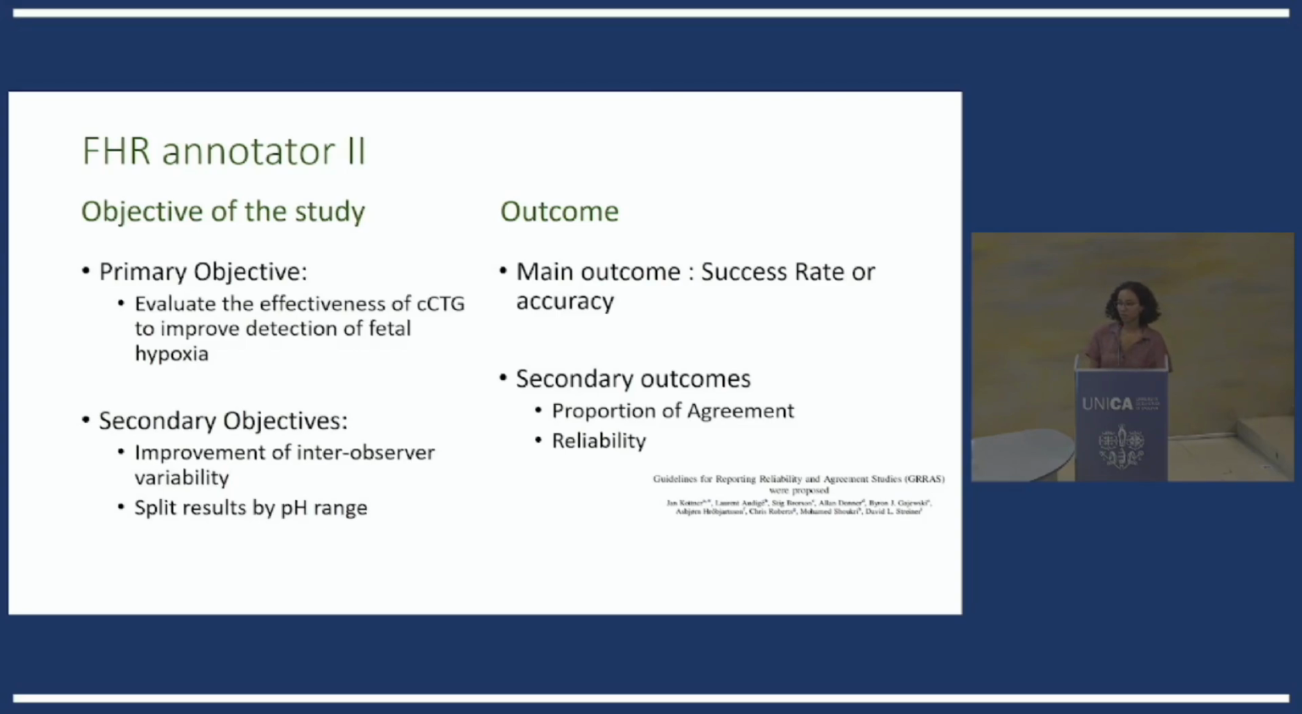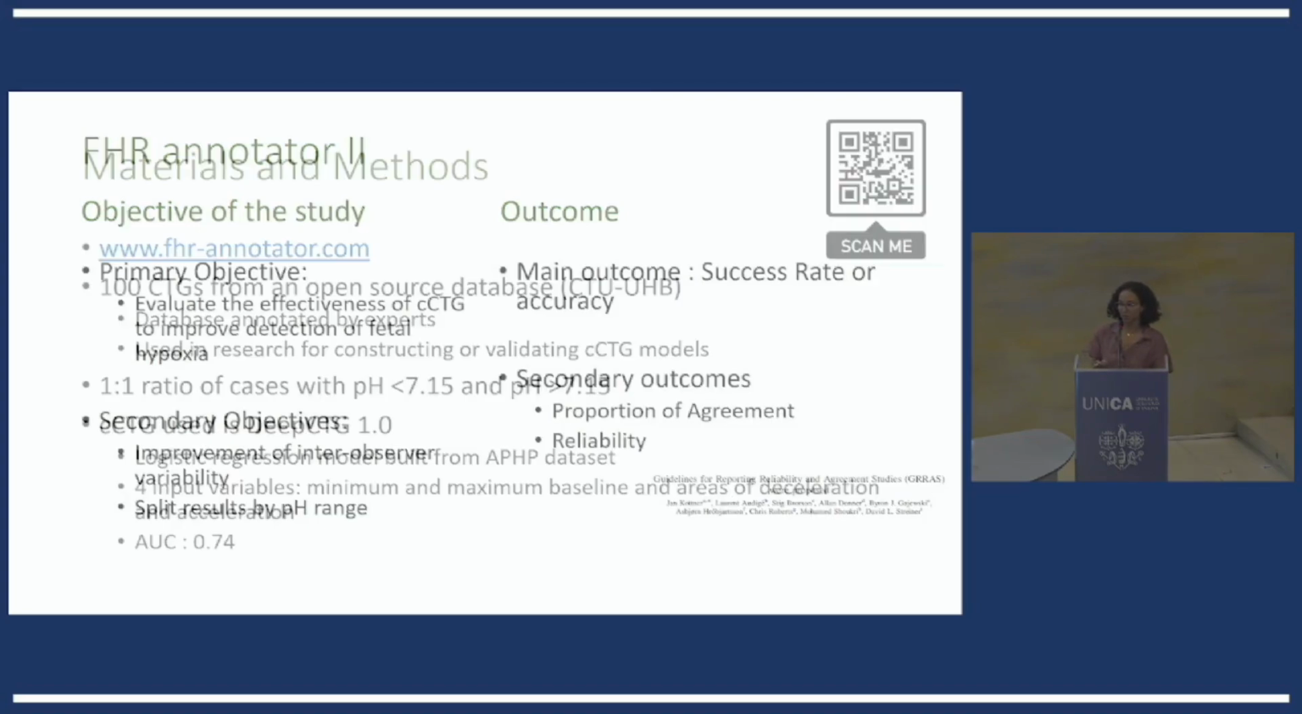And we're going to use for this different outcomes, the success rate and the accuracy. And secondly, we're also going to use the proportional agreement and reliability. And I used both of those because the GRAS guidelines are made to help us improve studies that evaluate inter-observer agreements, and they propose to do both proportional agreement and reliability to evaluate it.